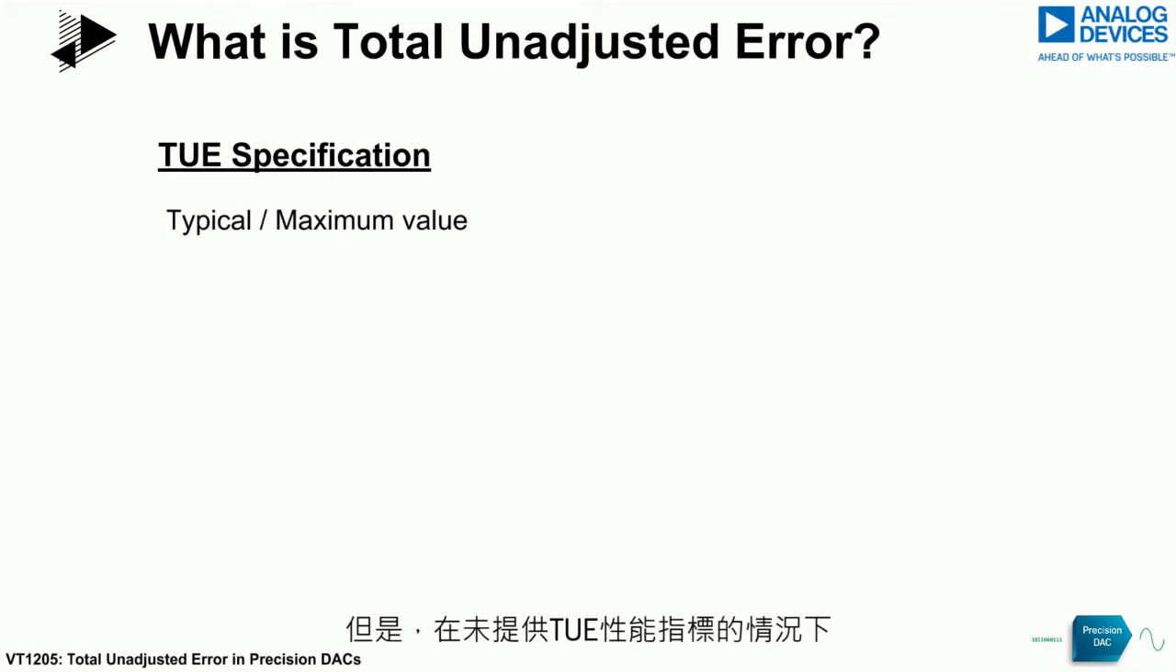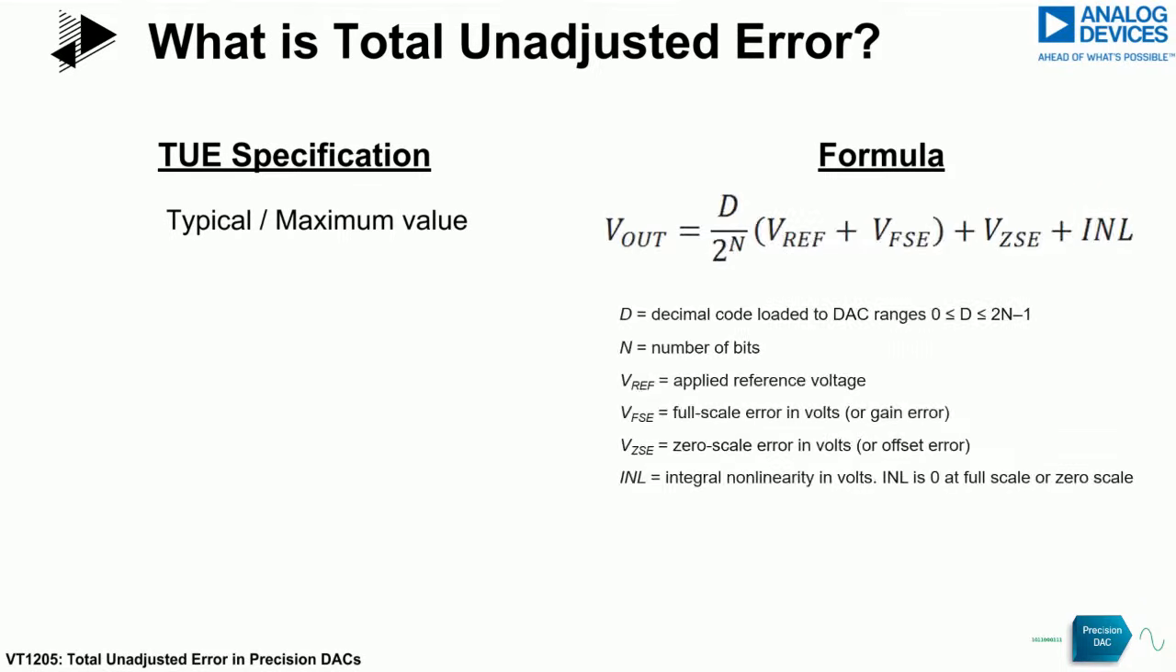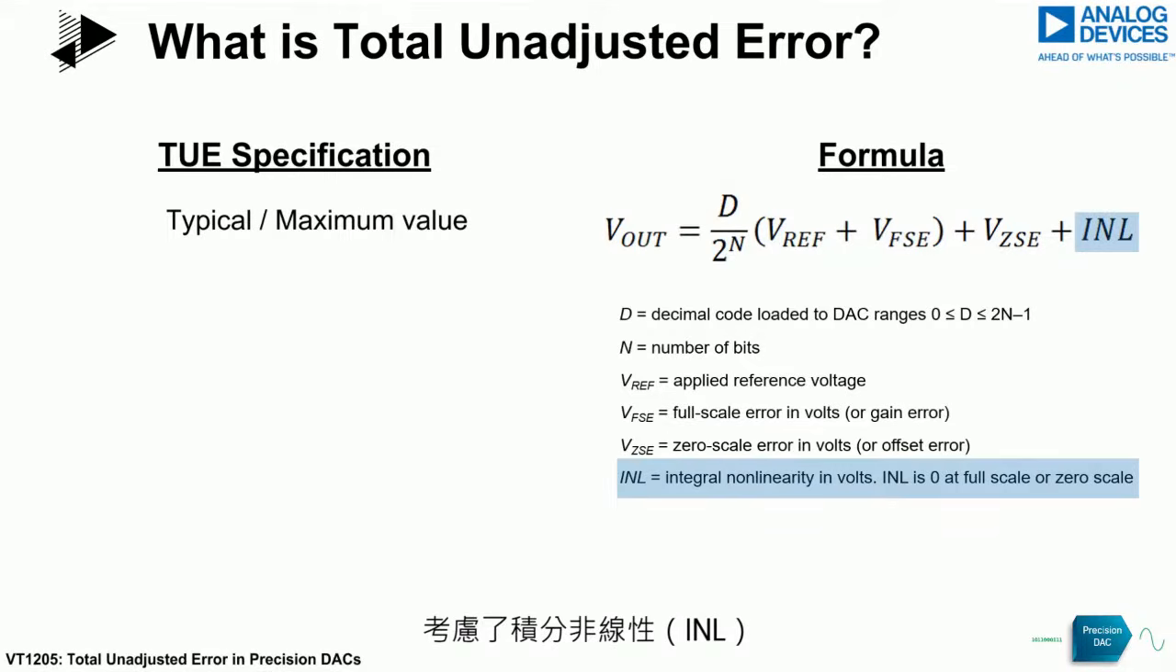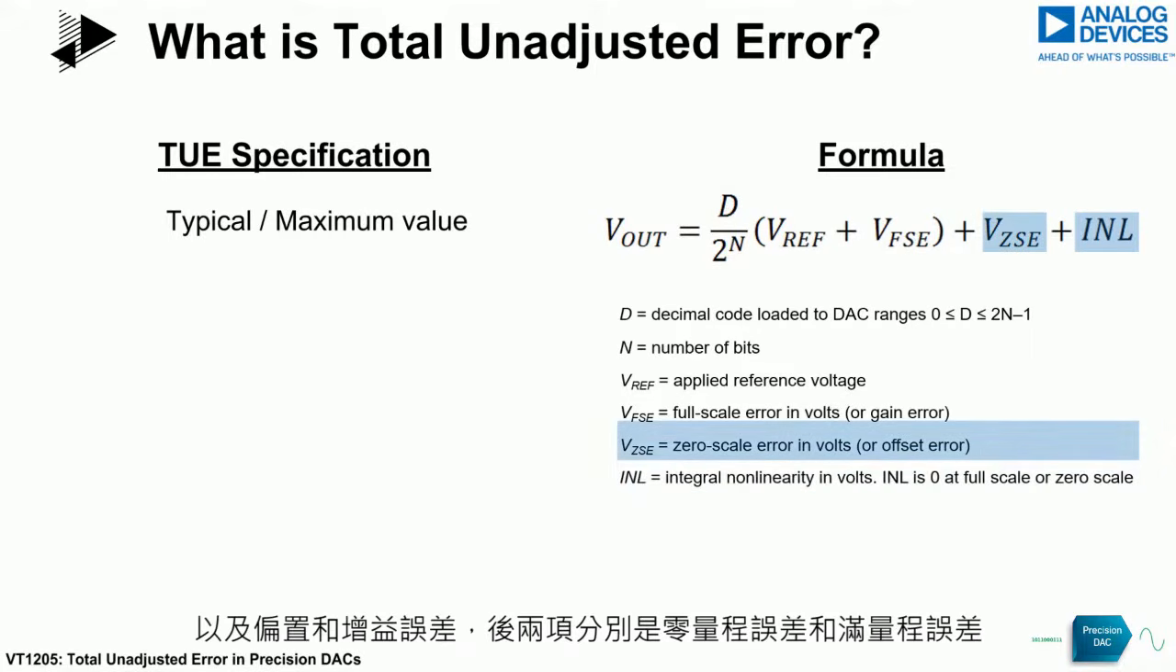However, in the absence of a TUE specification, the worst-case error can be calculated using the formula shown. Here, it can be seen that this worst-case error takes into account the integral nonlinearity, or INL, offset, and gain errors, or zero-scale and full-scale errors.